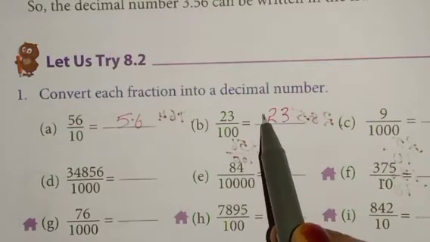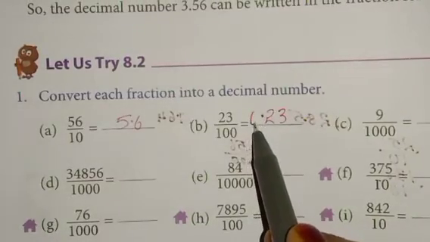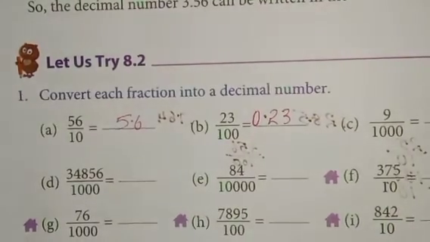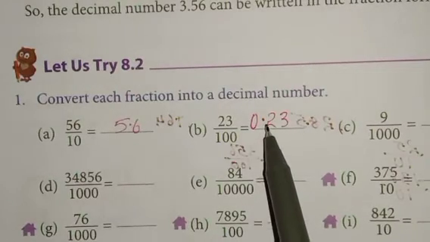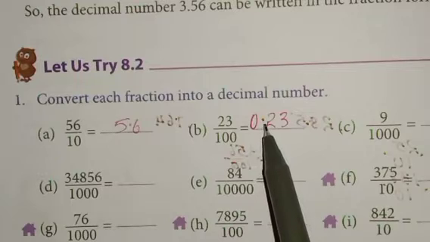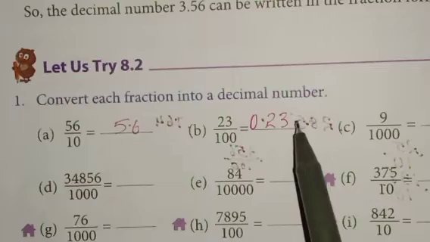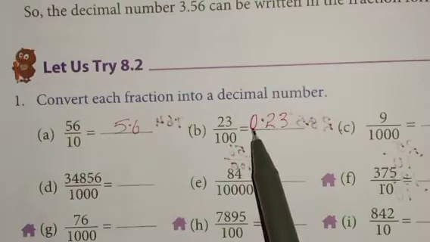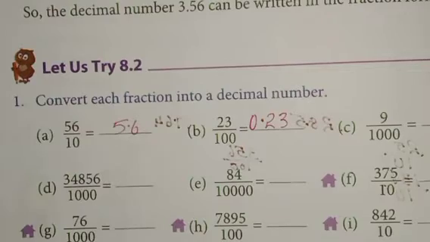So you can put the dot here. 0.23. Otherwise, you can write .23. 0.23 and .23 is same, okay? Before the decimal, the 0 has no value. After you put the 0, it is value. Before you put the 0, there is no value. So simply put 0.23. Okay.